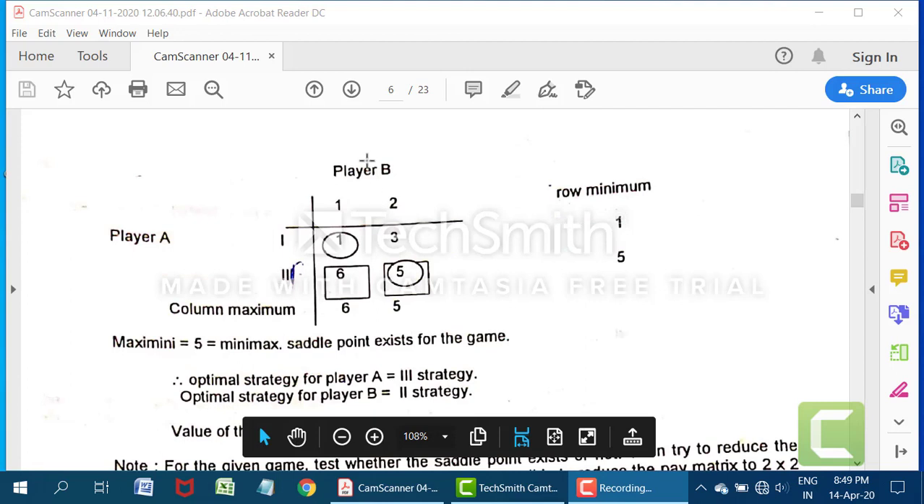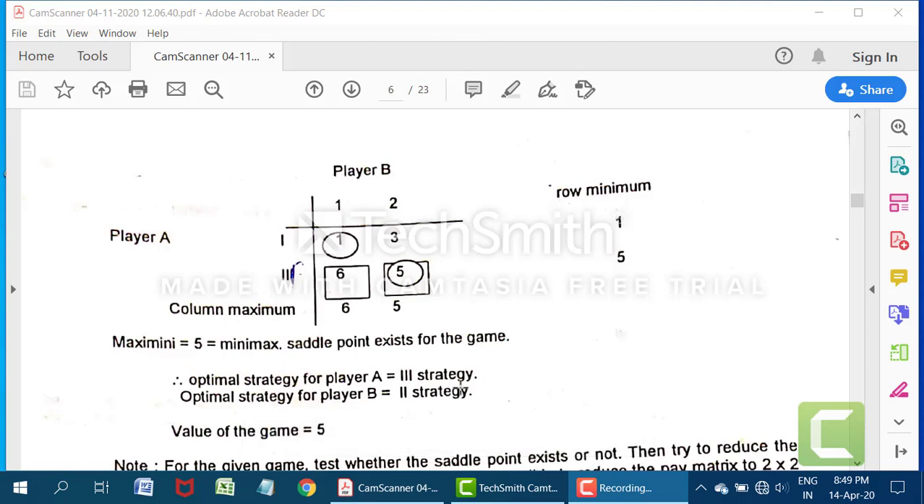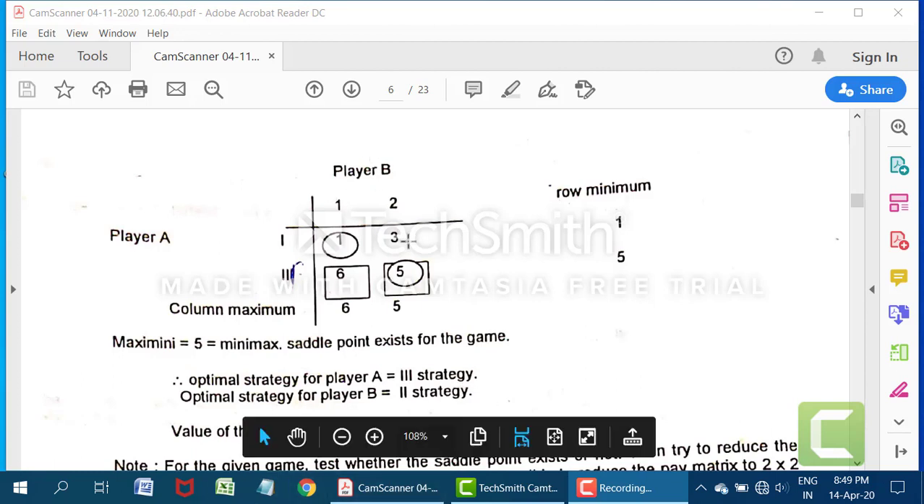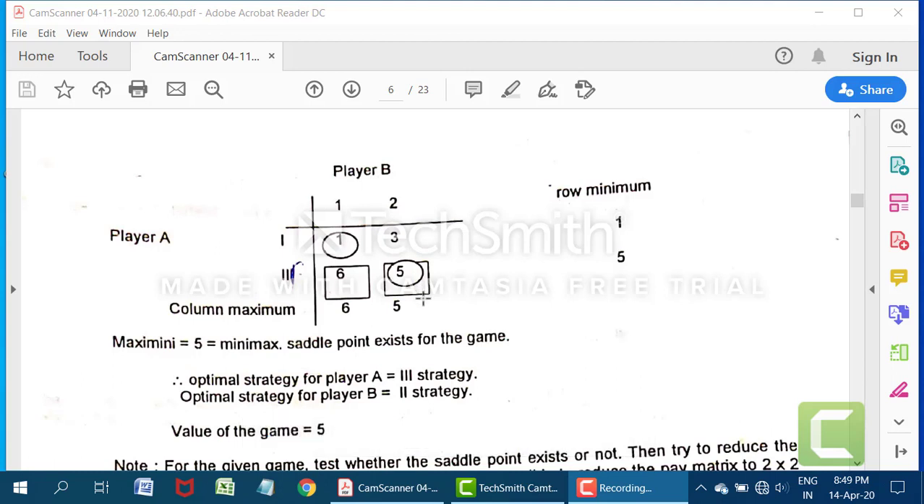See, the game is now reduced to 2 by 2 size. By applying the rules of dominance, a large size payoff matrix can be reduced to the minimum. Once it is reduced to the minimum, you can check whether it contains a saddle point or not. If a big size matrix is given, better reduce it by applying rules of dominance, and then find whether it is a pure strategy game or not.